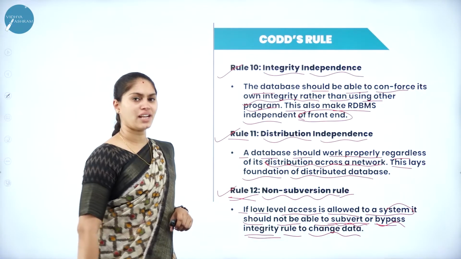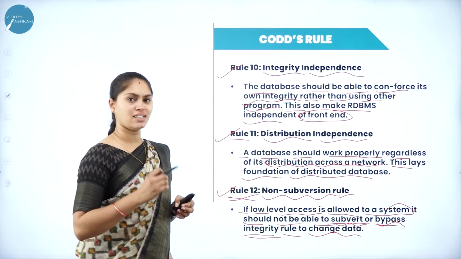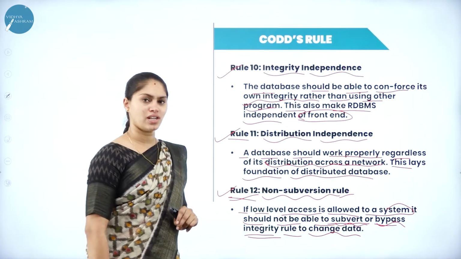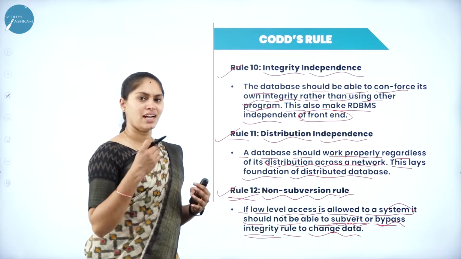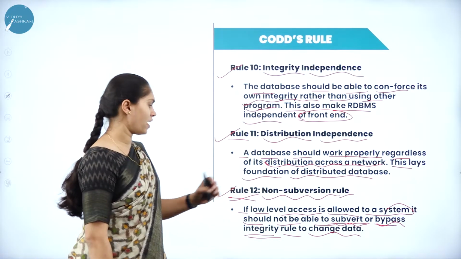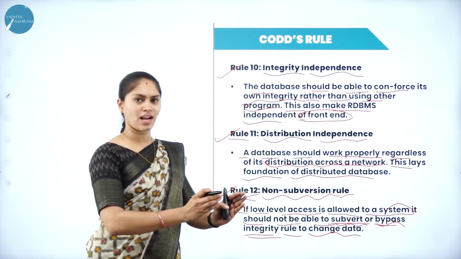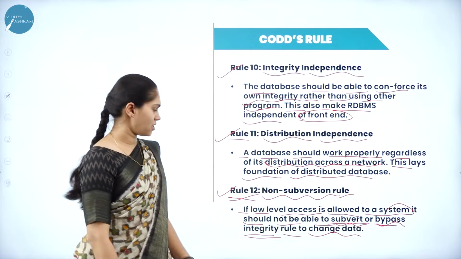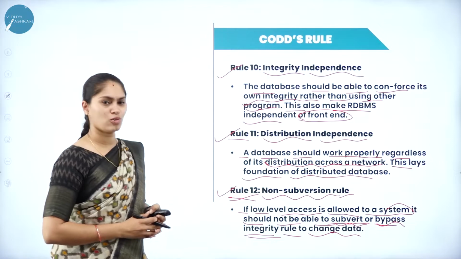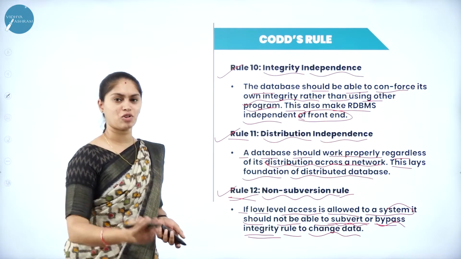This is related to the database management system, which should ensure its own integrity constraints rather than depending on any program. Rule 11, distribution independence. Wherever the data is, it has to be accessible and you should be allowed to access the content. Rule 12, non-subversion rule. So there is no shortcut. If you want to access, you have to go straight. That is rule 12. This is regarding Codd's rules. So in total we have 13, from 0 to 12. I hope you all understood.